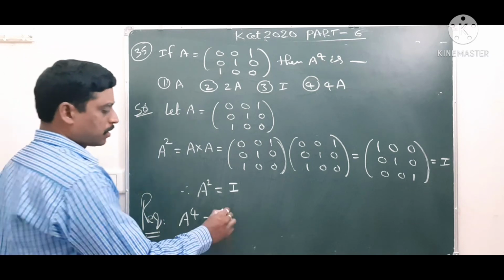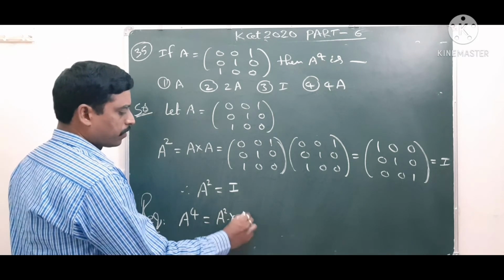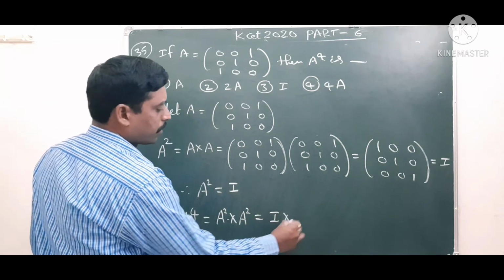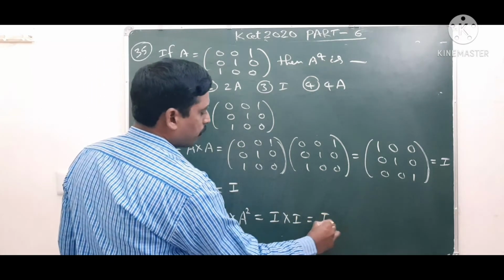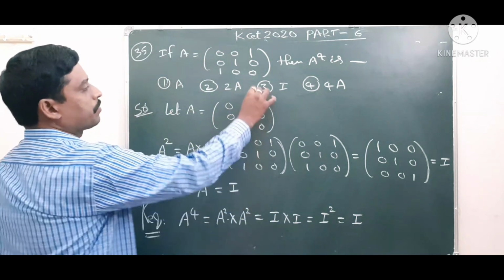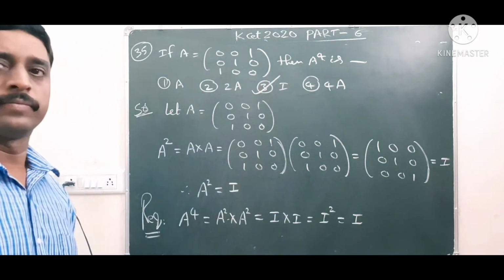A to the power 4 can be written as A square into A square. So in place of A square we should write I into I. So I into I is nothing but I square, which is also I. Which option is correct? The third option is correct.